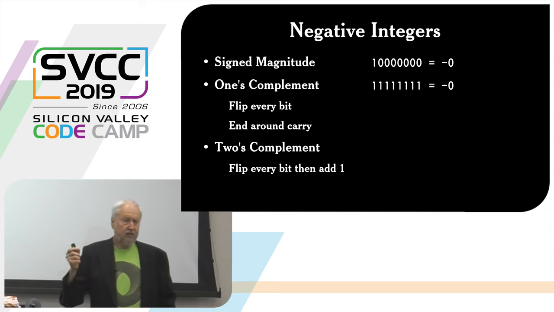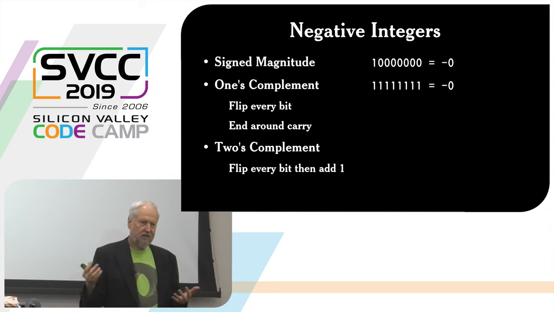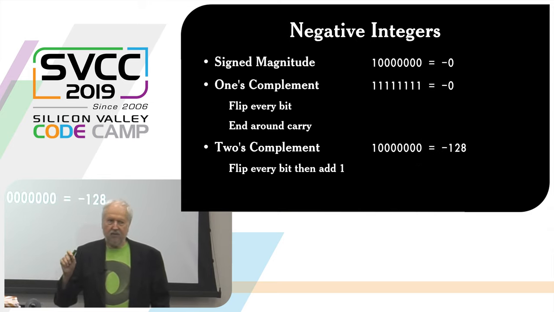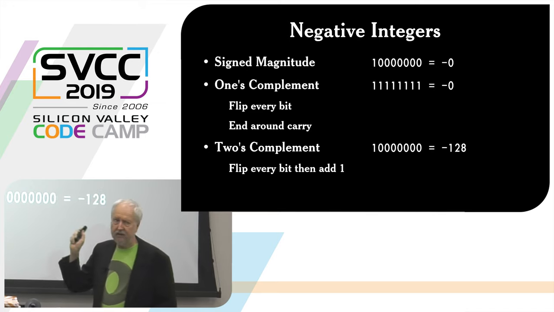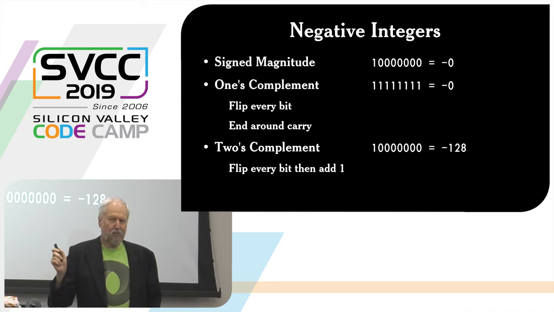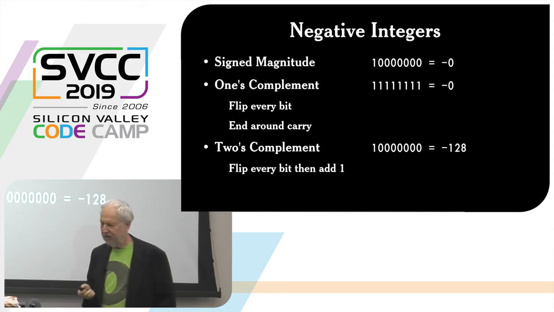In ones complement, there's a similar problem. If we take a zero and flip every bit, we get negative zero, and that can complicate things. In twos complement, it's a little bit different. We get -128. And this is problematic because we have a negative number for which there is no corresponding positive number. So the absolute value of -128 is -128, which sounds bizarre and probably is breaking some law of mathematics, and yeah, it's a problem. But that's how ints work. Every int will have this weird value which completely misbehaves.